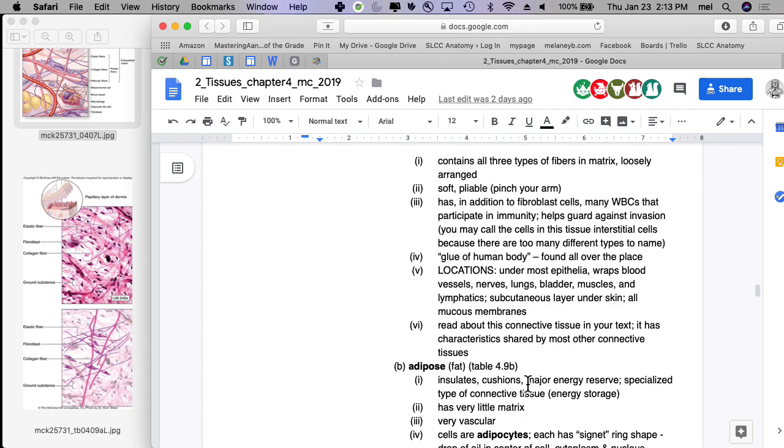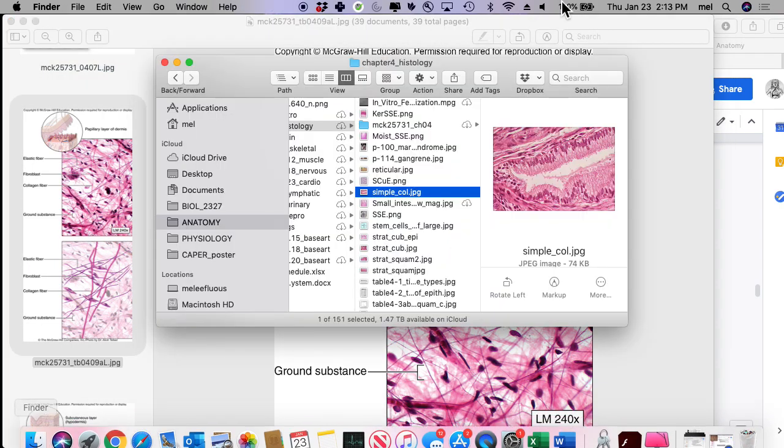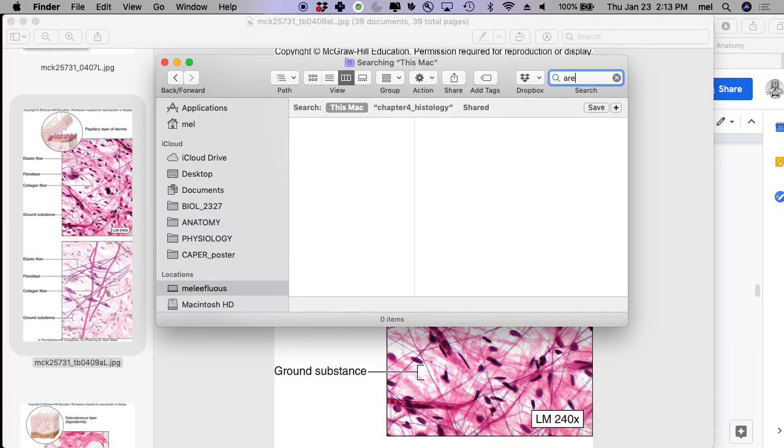So this is the glue of the human body. You find it under most epithelial tissues in the human body. So where is it? It's under your external epithelial tissue. Smack myself in the face. External epithelial tissues. It's under the lumen of your blood vessels. It's under epithelial tissues lining your lungs, bladder, muscles, lymphatic, just damn near everywhere. So this tissue is super duper common in the human body, and you need to be able to recognize it. So this is loose areolar connective tissue. I'll show you a couple more pictures of it just to make sure you got it.